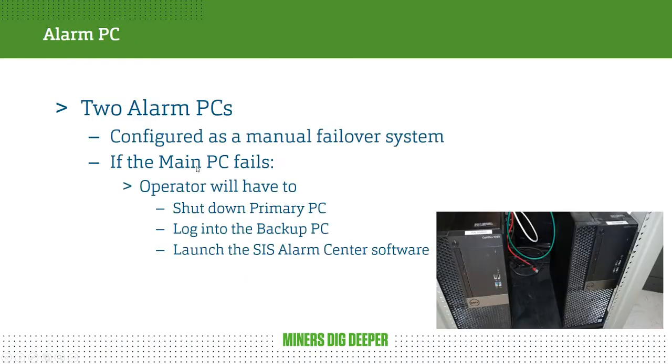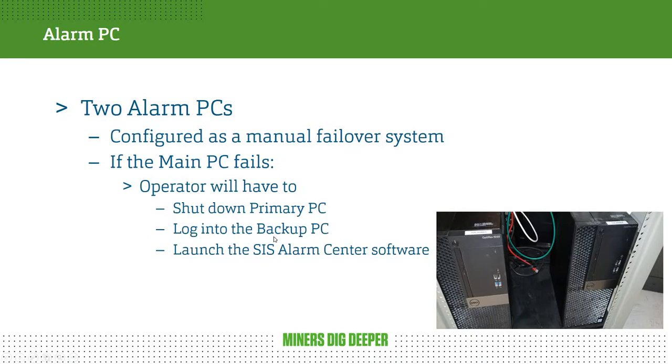Now, the alarm PCs are configured as a manual failover system. So in other words, if the main PC fails, then we'll actually have to shut down the primary, bring the backup PC up and then launch the Alarm Center software. It's pretty much as easy as that, but I will provide detailed instructions in another video and show you exactly what needs to be done.